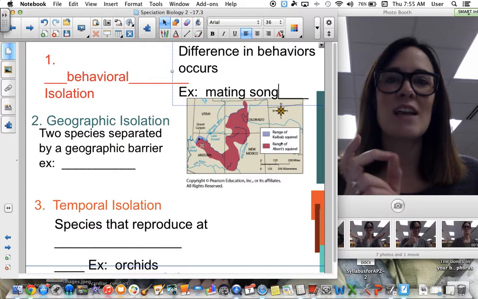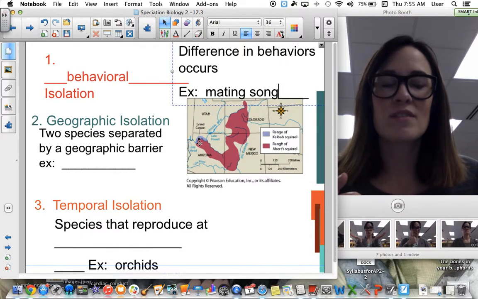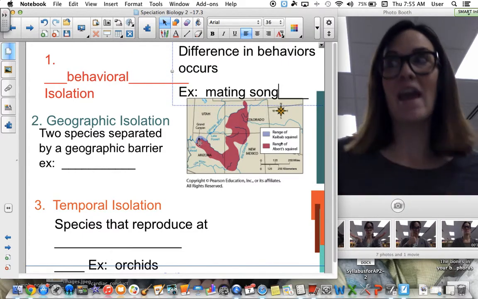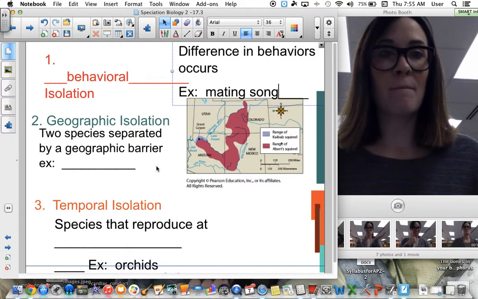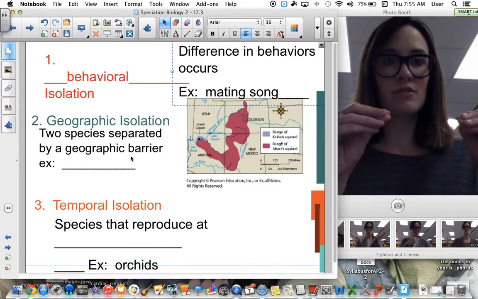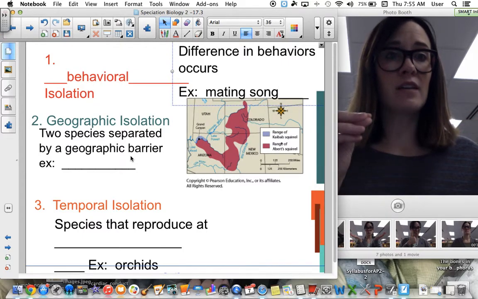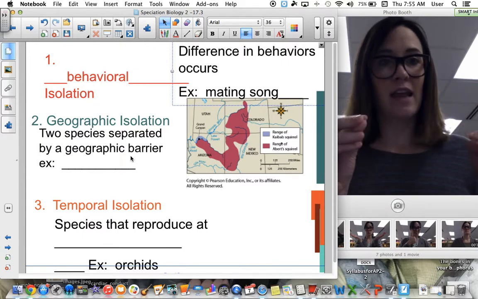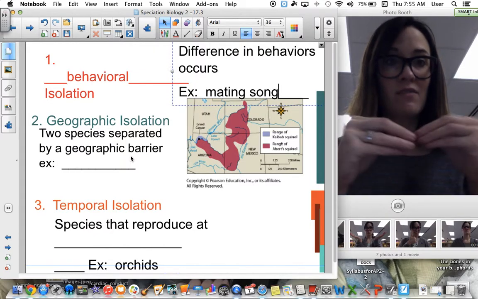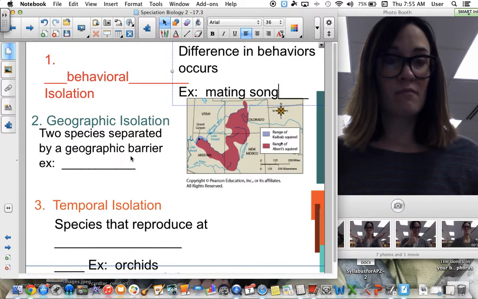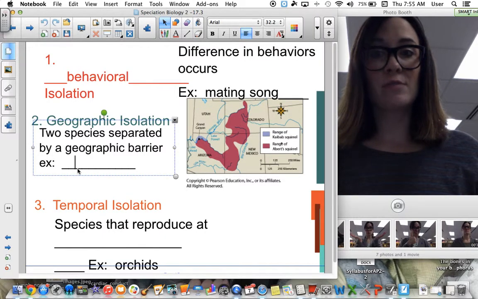But if we take a look at the map more closely, what separates the two is the Grand Canyon. The Grand Canyon is a geographical barrier that separates two groups of animals. So they physically cannot cross that Grand Canyon to go mate with the squirrels on the other side. So over time, because of that geographic barrier, those squirrels have become two different species.